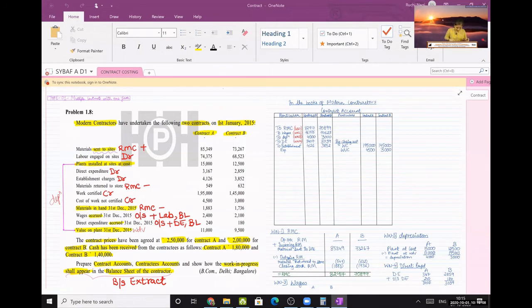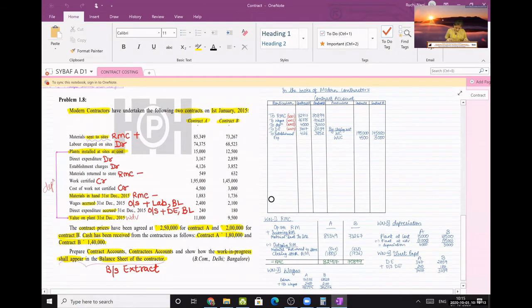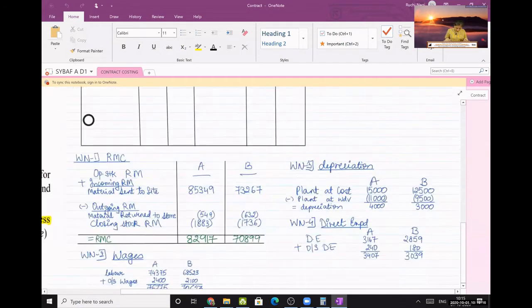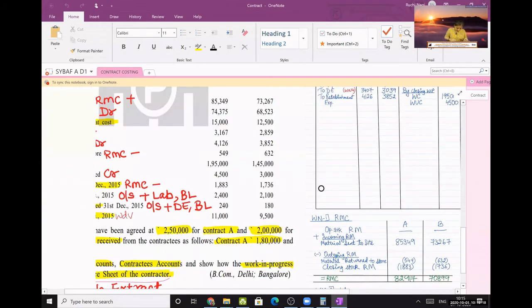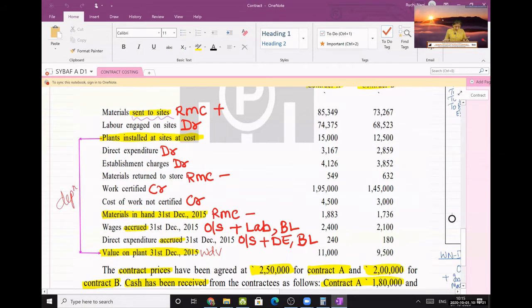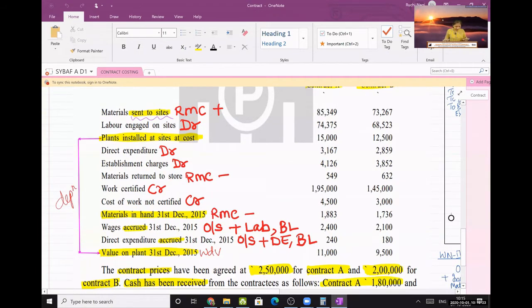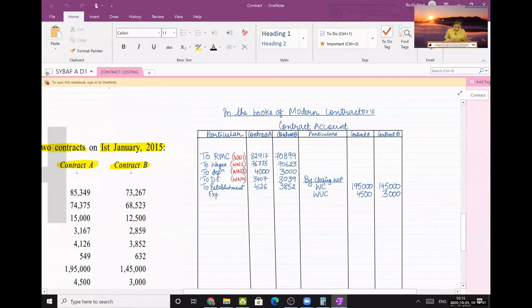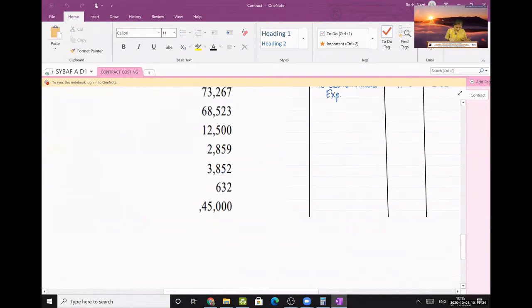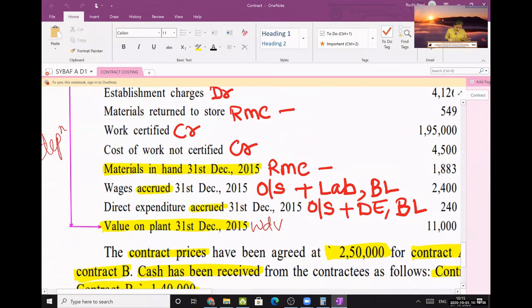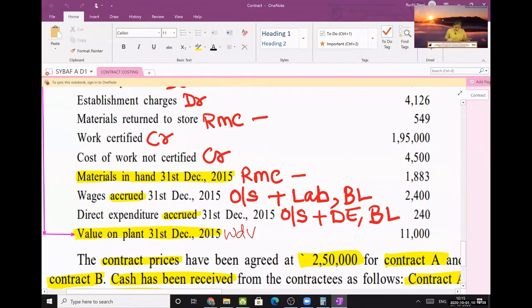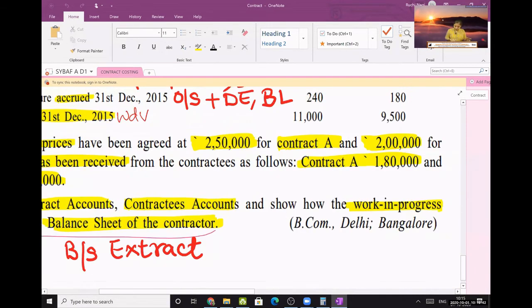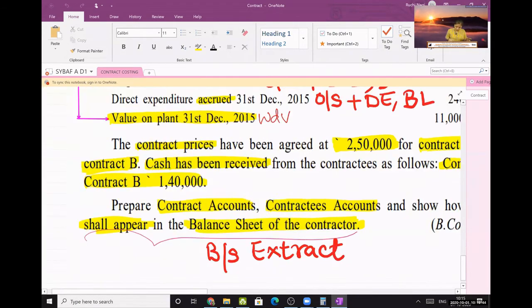So we were here, we have done till establishment expenses. Yes, thanks Samitha for that update. Now what else is left? This is all, we have also completed this. Is anything else left? Raw material we have done, direct wages done, depreciation we have recorded, establishment we have, okay, all this working, work certified is recorded under the heading closing WIP, okay, fine, great, next, this is also done, contract price is there, 2,50,000 and 2,00,000, and cash received information is also there, okay, fine.